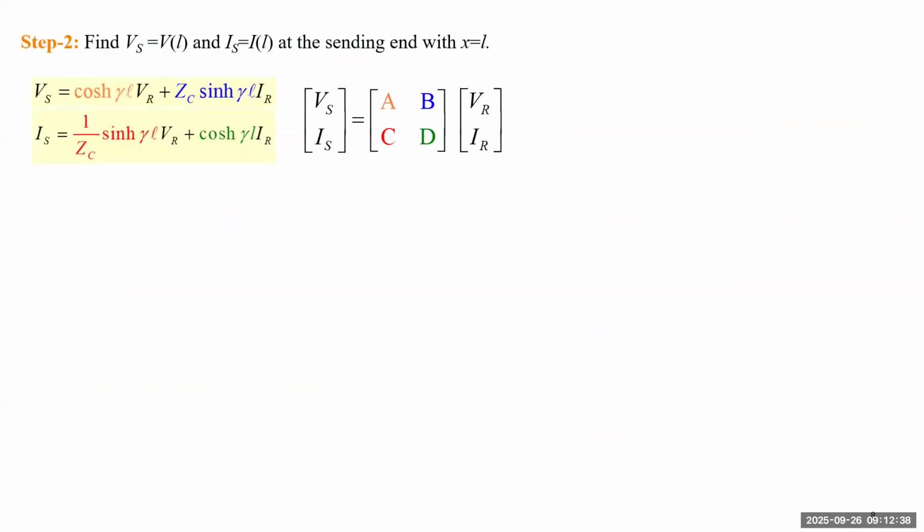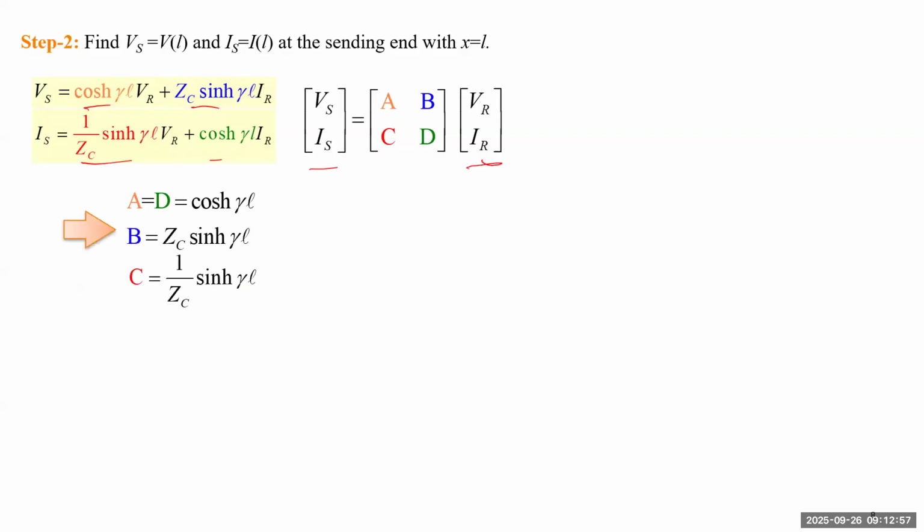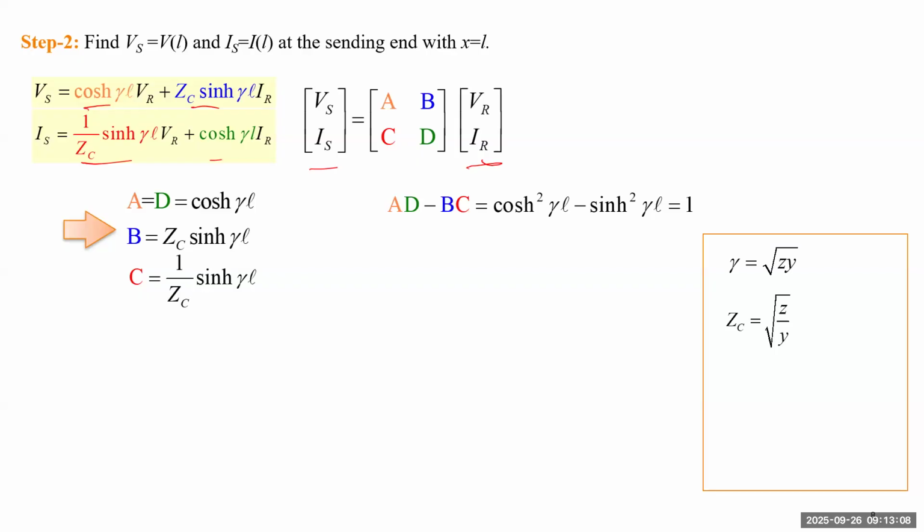Then we compare this to our standard transformation model, which transforms the receiving end voltage and current to the sending end voltage and current by four values, A, B, C, D, which correspond to the coefficients in the formula we got from the previous slide. And it still meets the conditions for a passive line because the determinant is still 1.